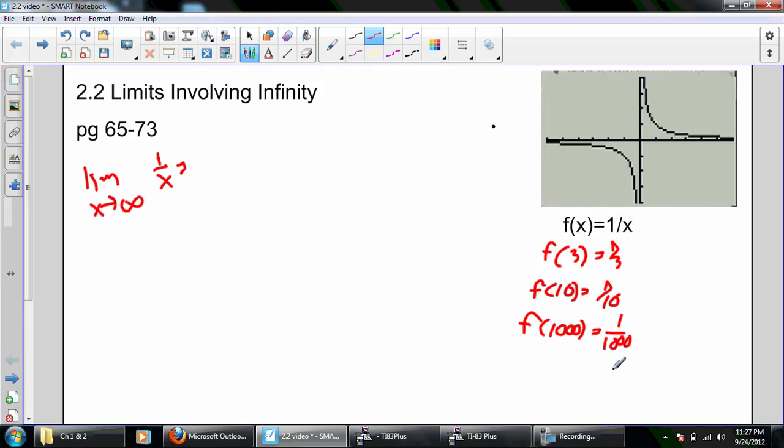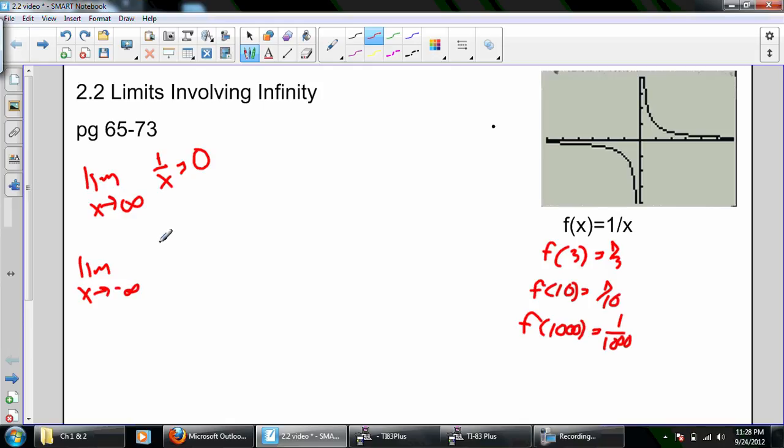So we're going to say as x gets infinitely big, as x gets closer and closer to infinity, the limit of this is going to be 0. So that's as x approaches positive infinity. Well, what about the limit when x approaches negative infinity?